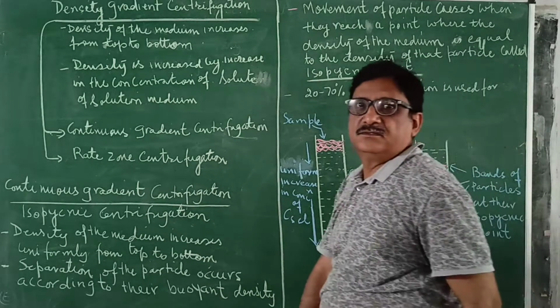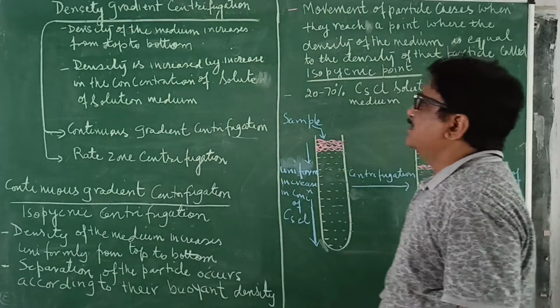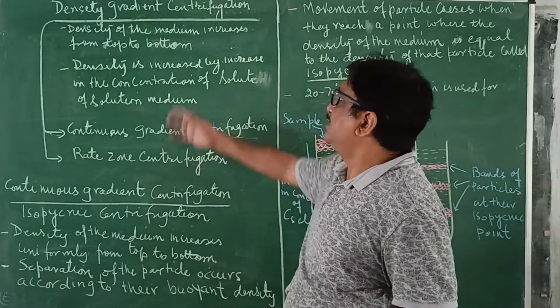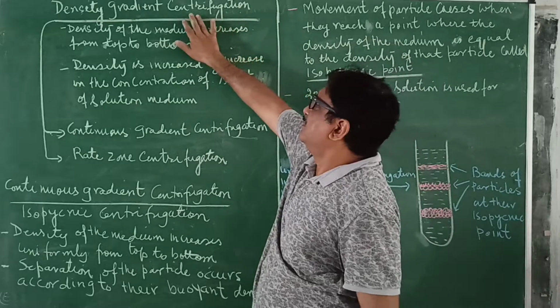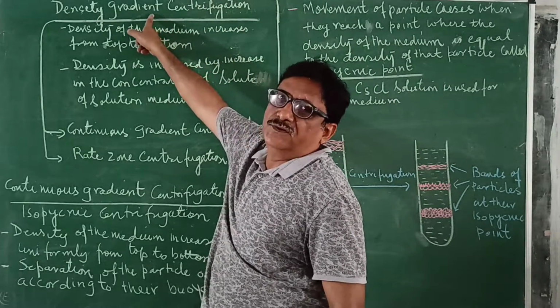Hello students, in the last class we discussed differential centrifugation. Today we will discuss density gradient centrifugation. This is the second type of centrifugation, that is, the density gradient centrifugation.